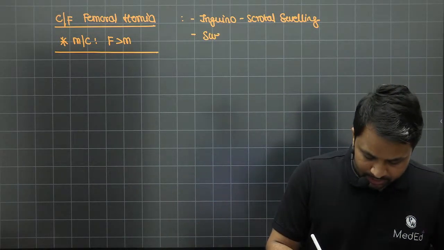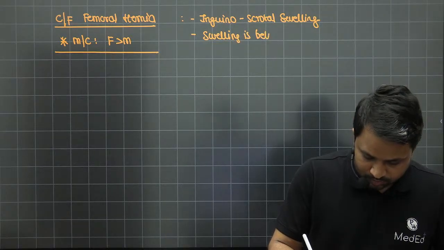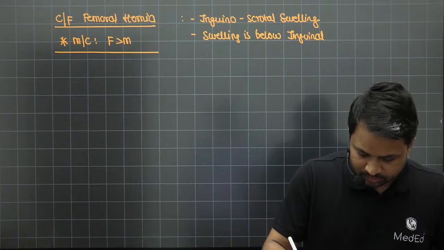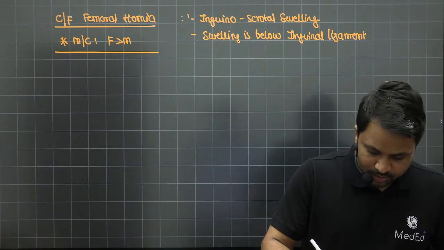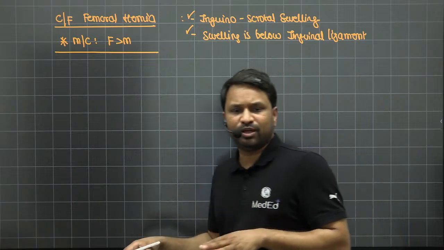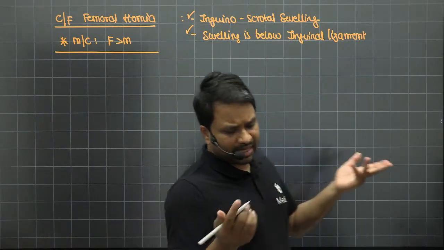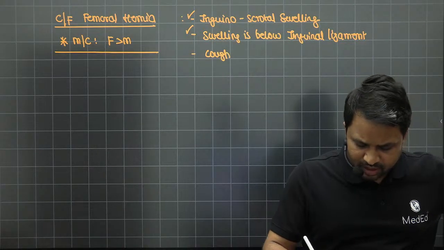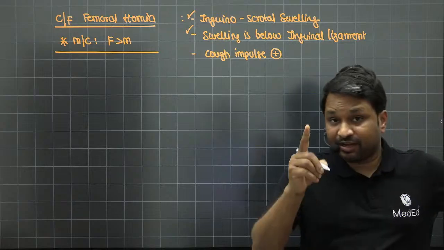So the swelling is below the inguinal ligament. Right, so the swelling that you see is usually below the level of the inguinal ligament. The same thing is there. There will be positive cough impulse. See, I don't need to go and tell you all this, but again, for every hernia, it is positive. So you will have positive cough impulse. It will not be there if it is strangulated.